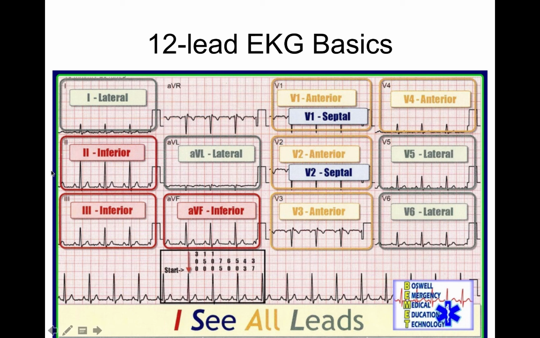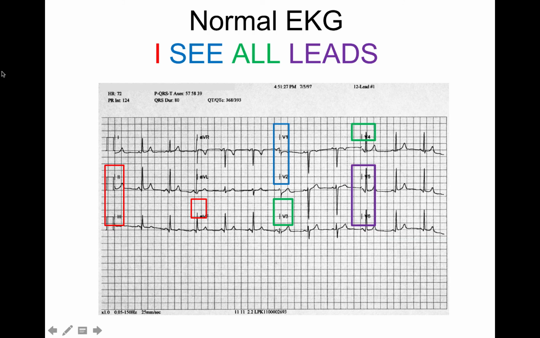So we're going to talk about heart attacks. You want to say to yourself, I see all leads. So we're going to look at leads 2, 3, and AVF. These are your inferior leads. Then V1, V2 are septal leads, V3, V4 are your anterior leads, and V5 and V6 are your lateral leads, and other lateral leads are going to be lead 1 and AVL. I think of the L right here as lateral.